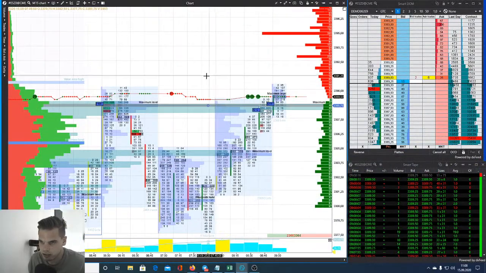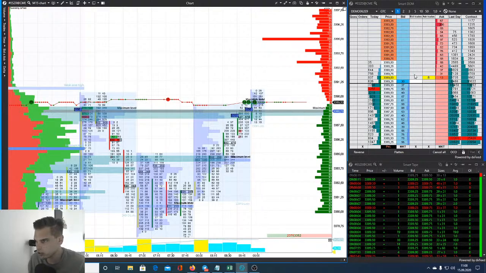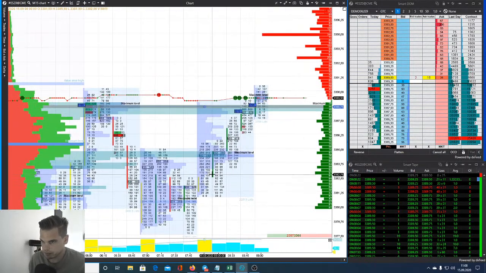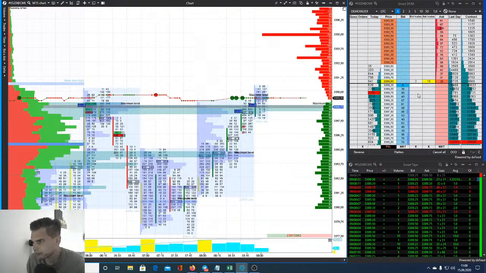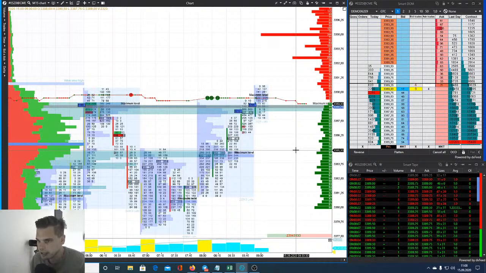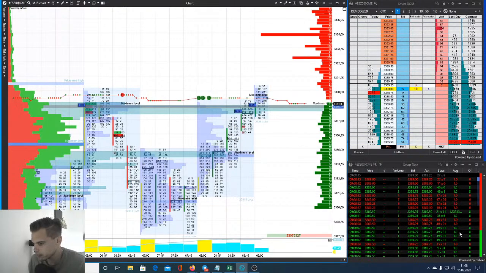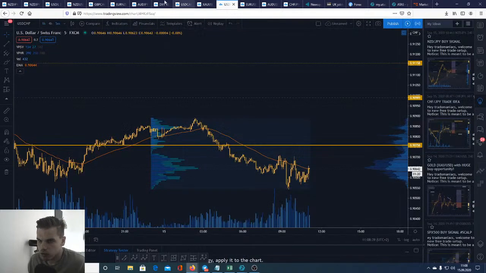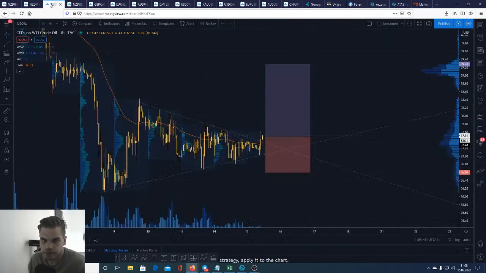Let's see how this continues. We have the breakout here. We want to see more. We want to see retracement and more liquidity coming in, more buyers coming in. And you've seen how they took out the big sell orders and took advantage of all the liquidity that came in to push the price up.